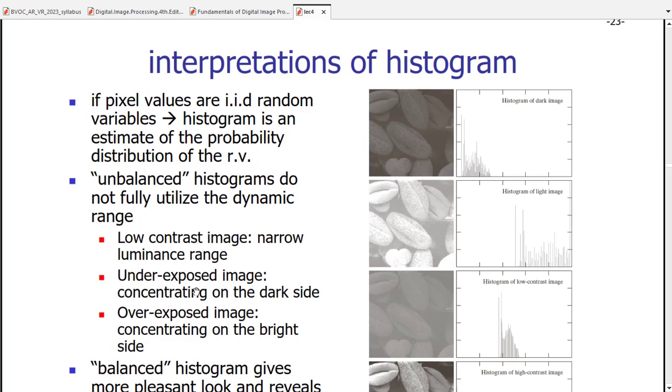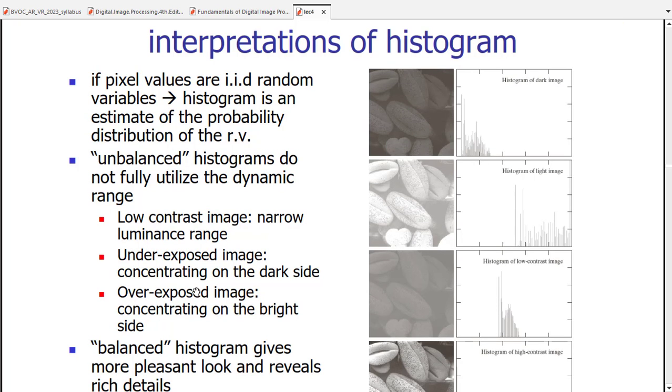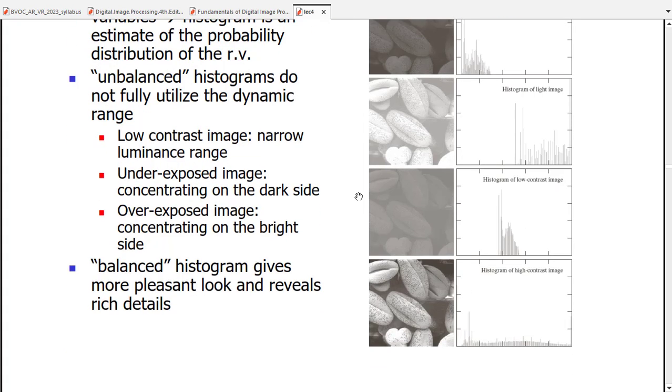Interpretations. What is the interpretation of a histogram? Normally we look at histograms of different types of image, like dark image, contrast image, and exposed image. Underexposed and overexposed images depend upon an unbalanced histogram. They range dynamically from a low contrast image with a narrow luminance range, to an underexposed image concentrating on the dark side, and an overexposed image concentrating on the bright side. A balanced histogram gives a more pleasant look and reveals rich details.